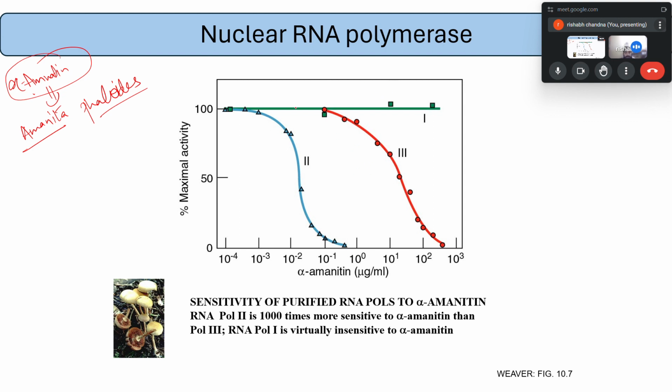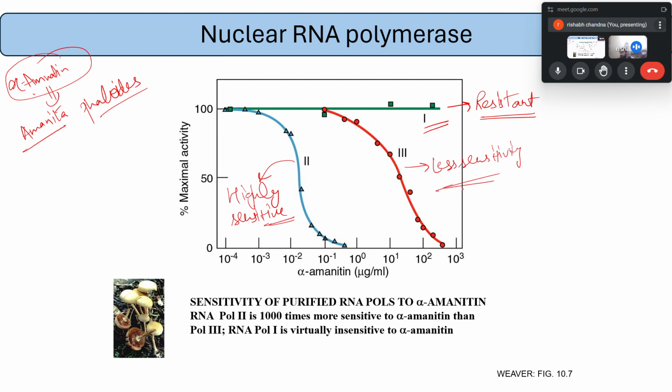So seeing this figure, we can see the activity of different polymerases with alpha amanitin. So polymerase 1, as you can see, has no effect on the activity when applied with the alpha amanitin. So in this case, it's resistant to alpha amanitin. Talking about RNA polymerase 2, it is highly sensitive to alpha amanitin. Then polymerase 3 has less sensitivity as compared to polymerase 2, and this is basically species specific sensitivity.